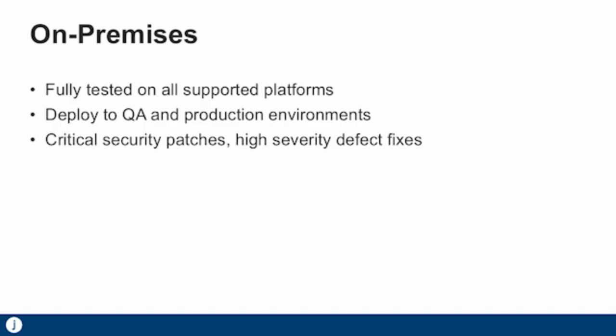So things aren't changing actually much for how we address our on-premises installations. We still fully test them on all supported platforms, so Microsoft Word, Microsoft Excel versions, different browsers, and that kind of thing. And we also still give you the ability to deploy to a QA environment so you can validate before launch to production. You will always have the latest access to critical security patches or high severity defect fixes as soon as we release and those are available. And you'll also receive an email notification, so you don't have to monitor it if you don't want to, but if you do, you'll see them as soon as they pop up there.